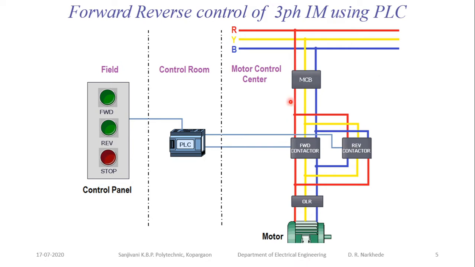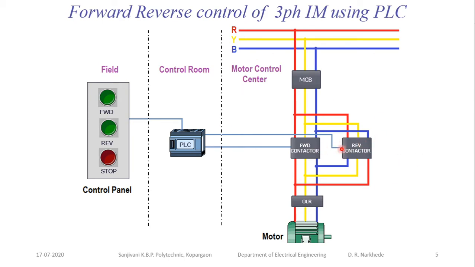So when all these phases are connected, the supply phase sequence is RYB and the motor phase sequence is also RYB, then the motor will rotate in the forward direction. But if I want to rotate the motor in the reverse direction, then I need to change the phase sequence. How to change it? You can see over here, my R phase is connected to the B phase, Y phase is connected to the Y phase, and B phase is connected to the R phase. So by interchanging any two phases, we can change the direction of rotation of the three-phase induction motor.